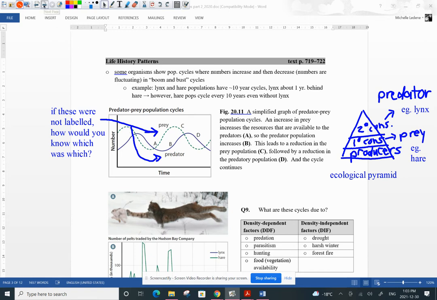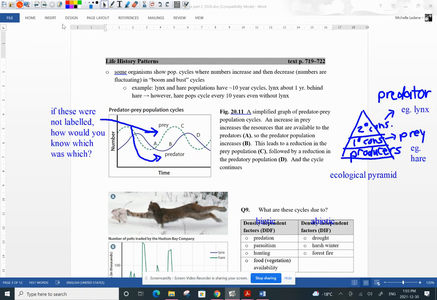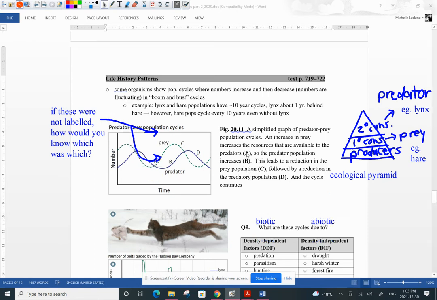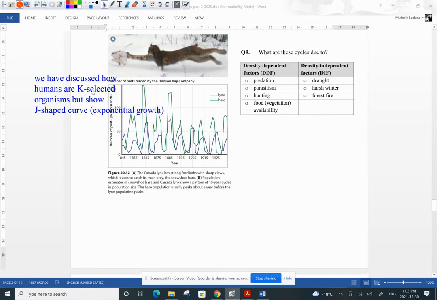And then, what are some factors that are responsible for why these populations boom and then bust? Because it's not just predation. Think about biotic and abiotic factors. Obviously predation is one of them, as well as parasitism, hunting, availability of food, and places to live. Abiotic factors might include a severe drought, harsh winters, or forest fires that affect the population growth and lead to a boom and bust type population.